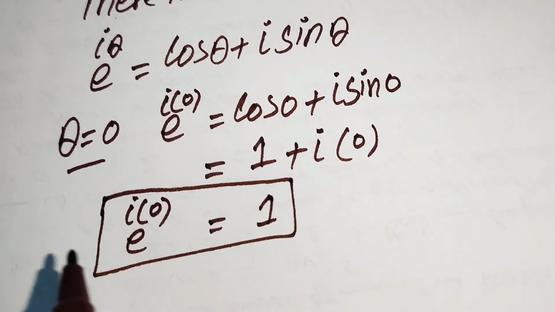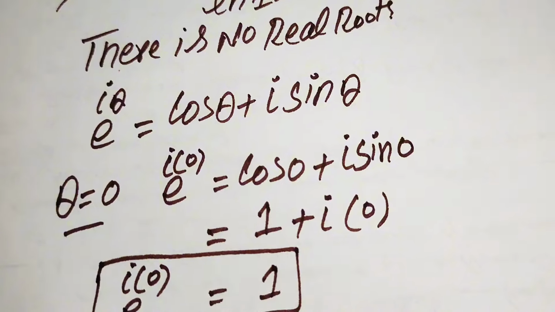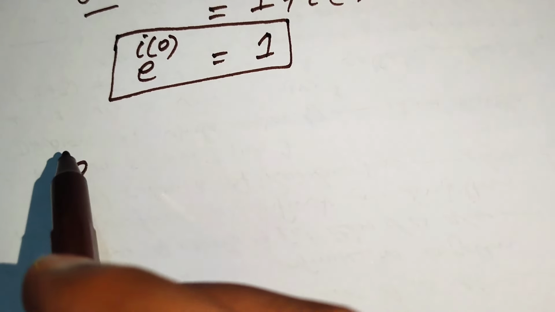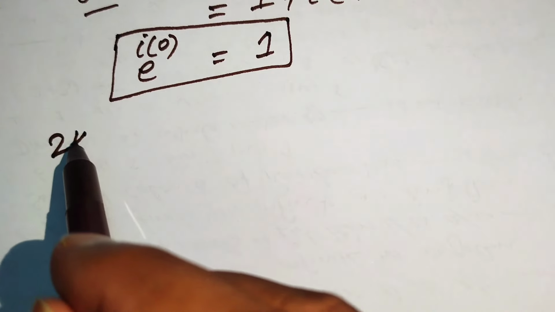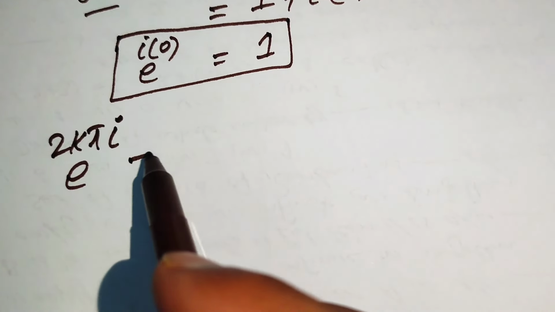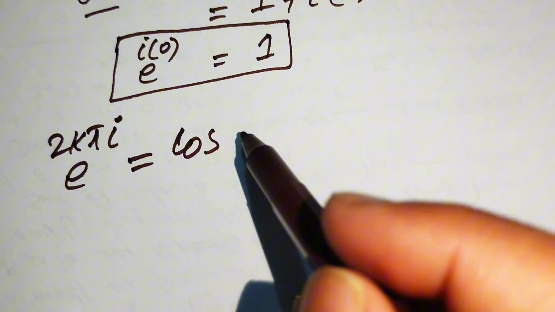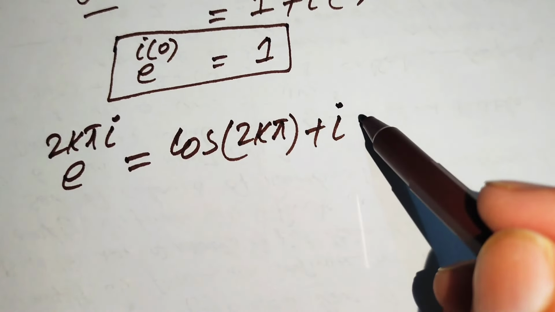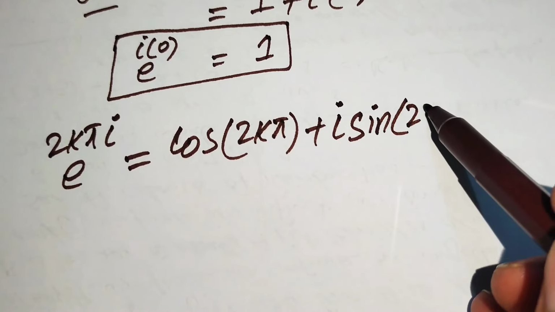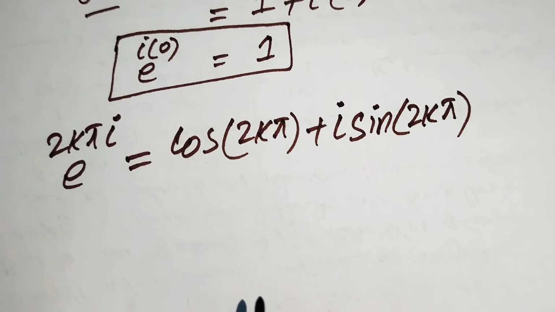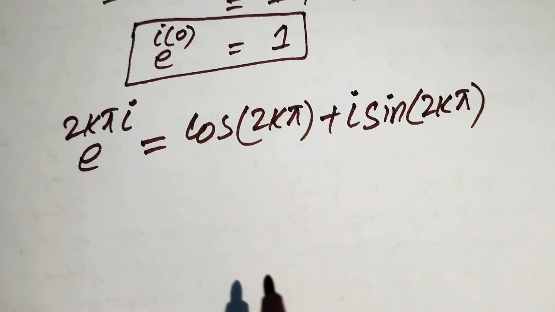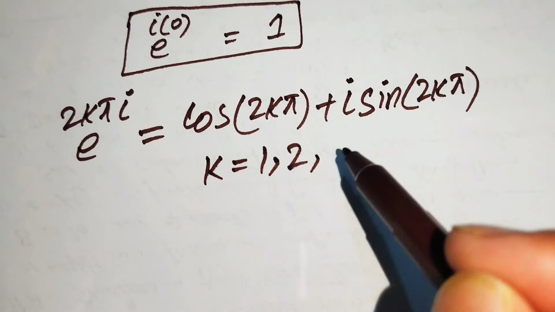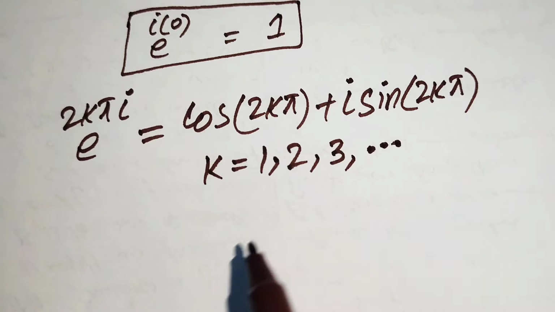Now we write Euler's identity in general form. The general form of Euler's identity is written as e to the power of 2k pi iota equals cos of 2k pi plus iota sine of 2k pi. This is called the general form of Euler's identity, and here the value of k is 1, 2, 3, and so on.